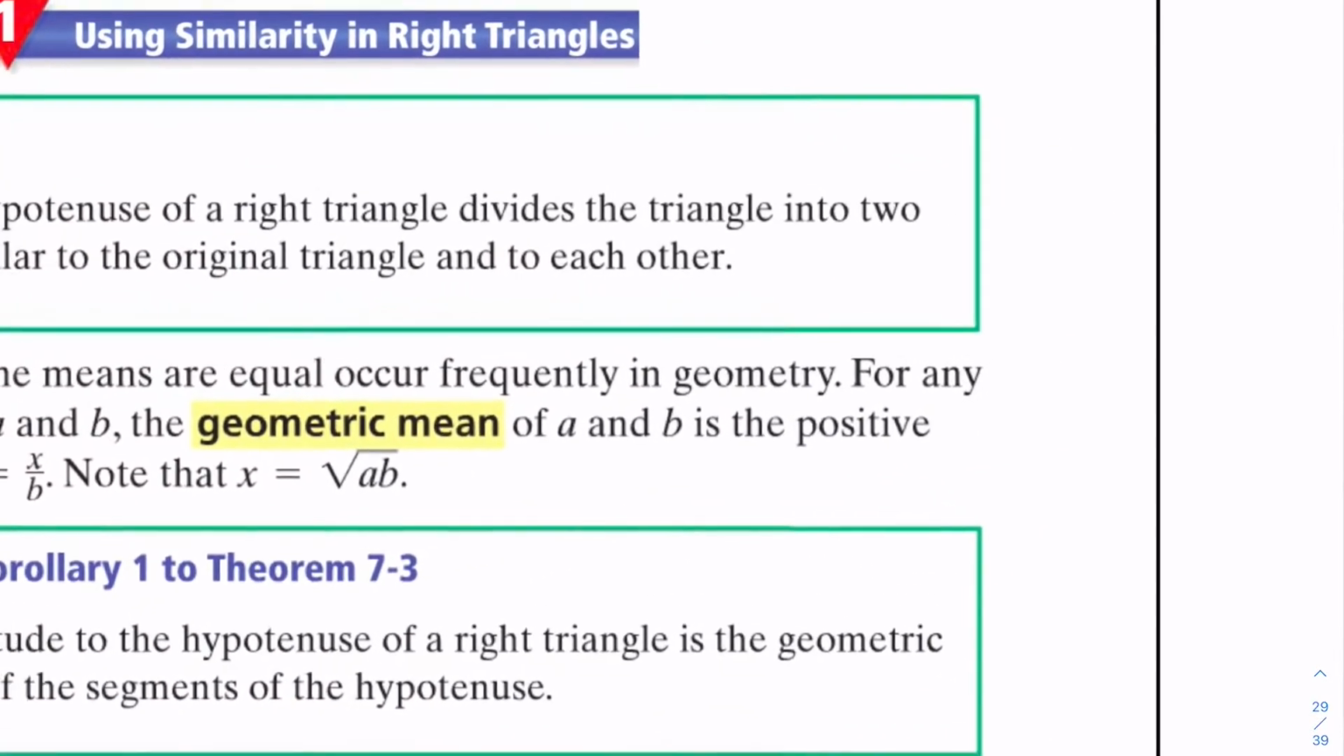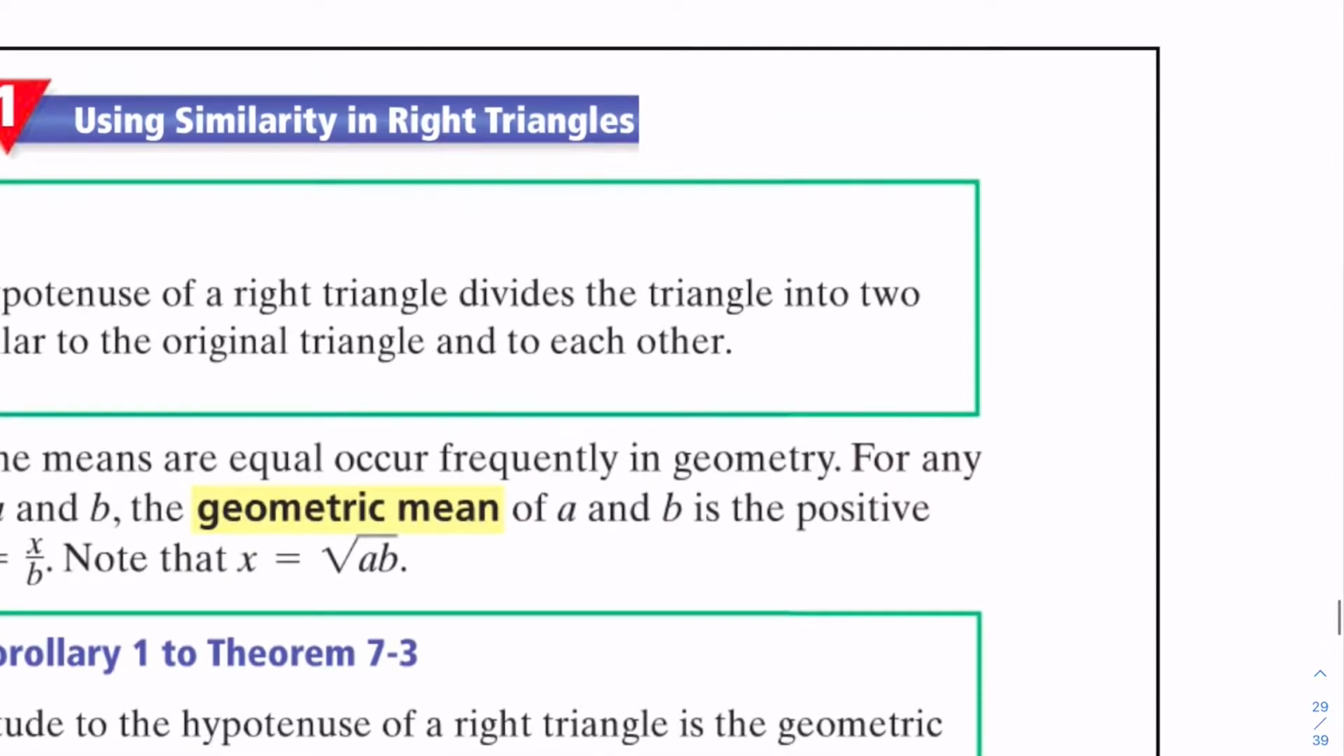So let me draw an example of what we're talking about here. If I were to draw a triangle, something like this, and I draw an altitude. An altitude goes from the highest point perpendicular down to the lowest side. Now it can be inside or outside of a triangle. In this case, we're only talking about the ones that are inside triangles.